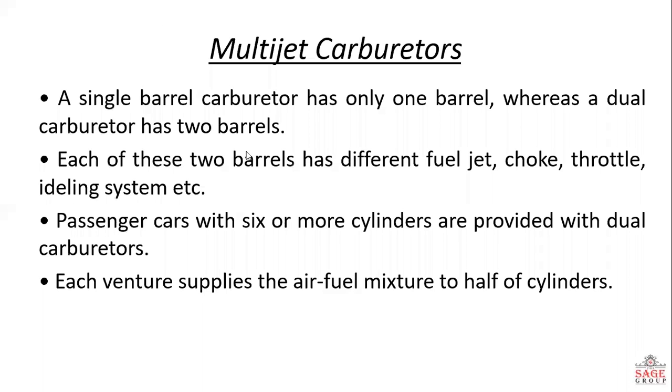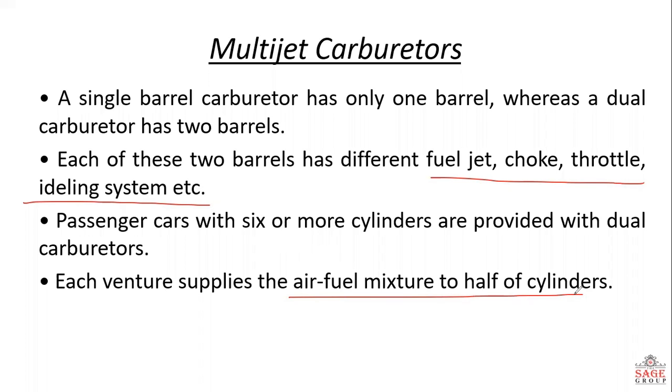Then we have a multi-jet carburetor also. A single barrel carburetor is the carburetor which has only one barrel, whereas a dual carburetor has two. Each of these two will contain a fuel jet, a choke, a throttle, and an idling system. But the float chamber for both of these will be common. The passenger cars with 6 or more cylinders are provided with dual carburetors. Each Venturi supplies air-fuel mixture to half of the cylinders.